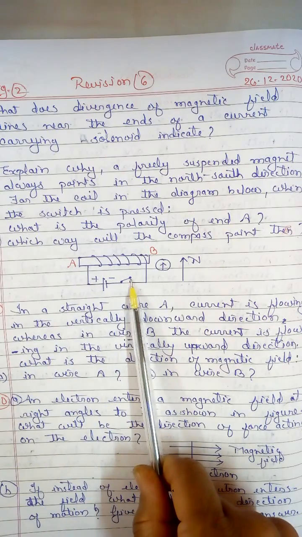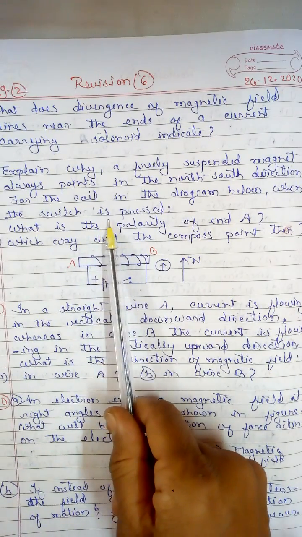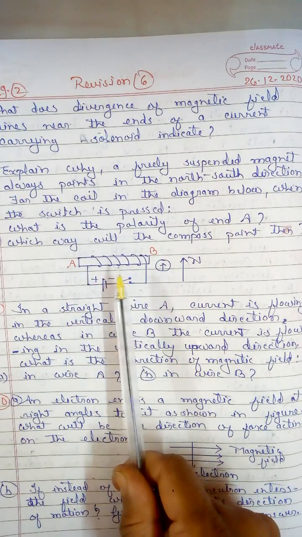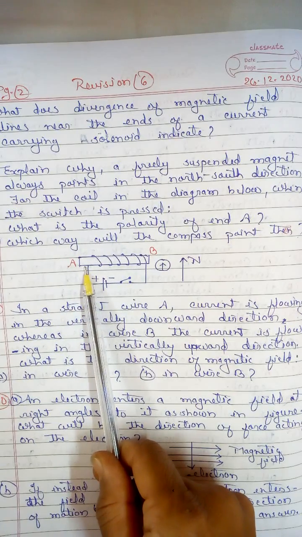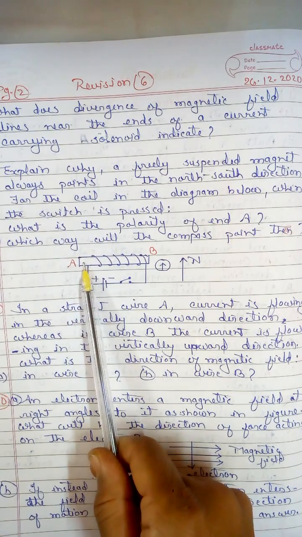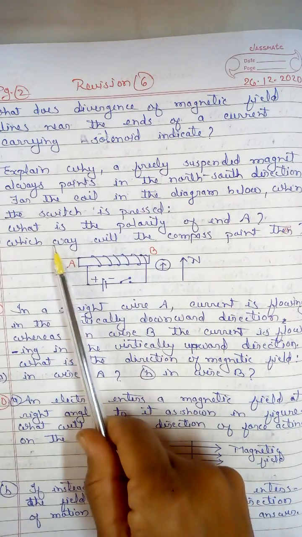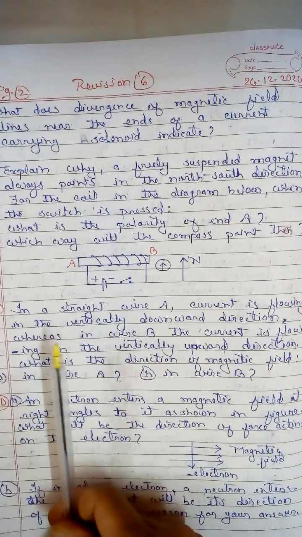So when we switch on this switch, the polarity of this coil will be changed, and now the corner A will be the south pole and corner B will be the north pole, and then the compass needle will point in the opposite direction.